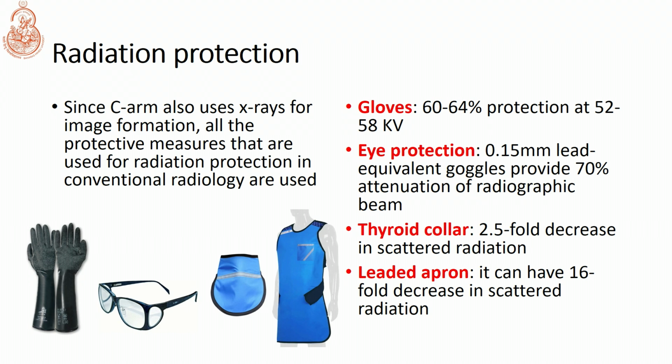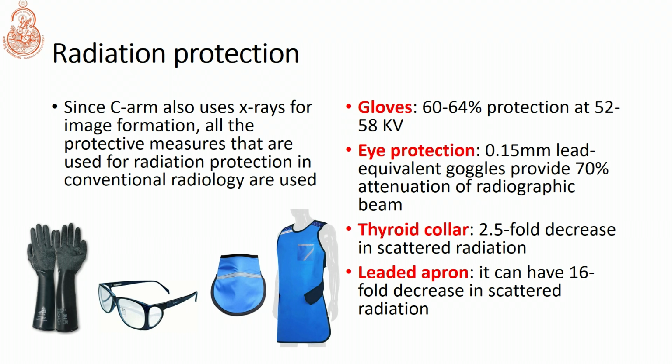Since the C-arm also uses X-rays for image formation, all the protective measures that are used for radiation protection in conventional radiography are used. We shall always make use of the lead gloves, the lead eye protecting goggles, the lead thyroid collar, and the leaded aprons. So these are the usual protection gear that we are supposed to use when we are in a C-arm area.